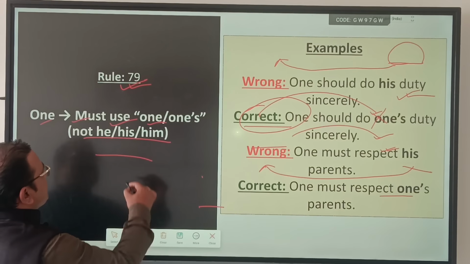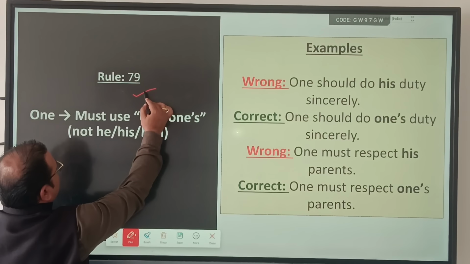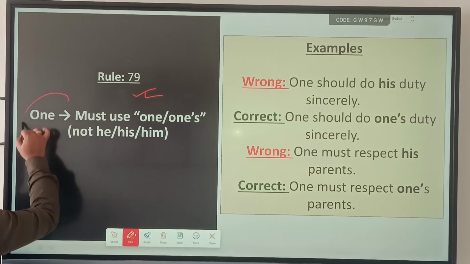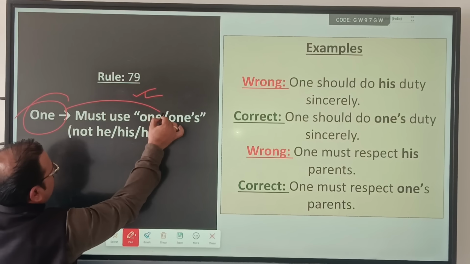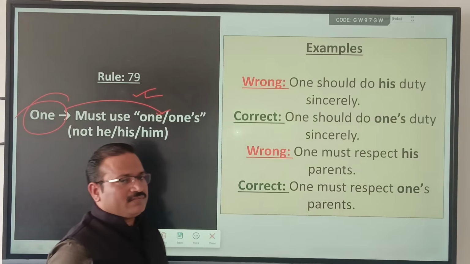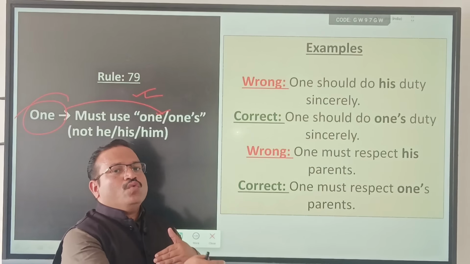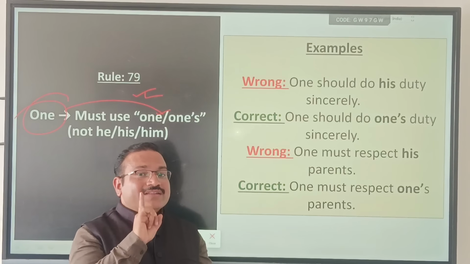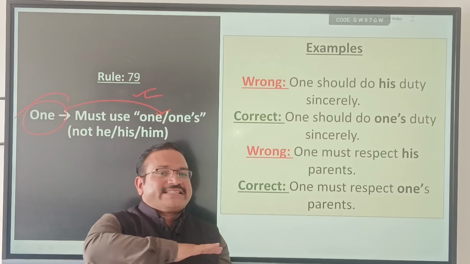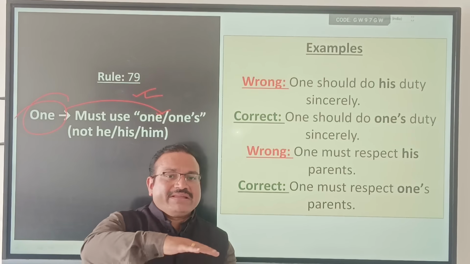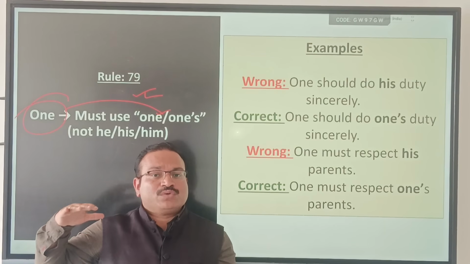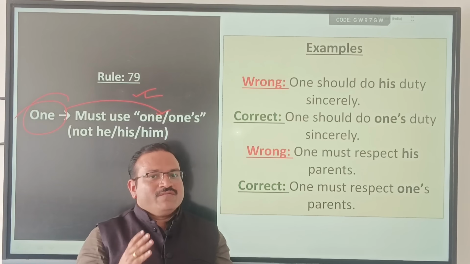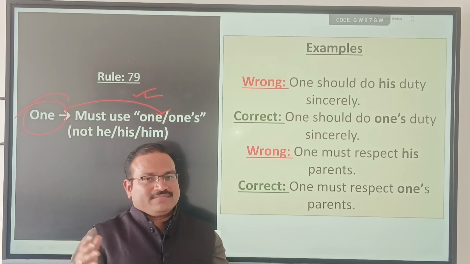Now rule number 79, very important. One must use one or once. One must follow one once when there is a condition. When one means everyone, everybody, without any exception, then one will be followed by once.